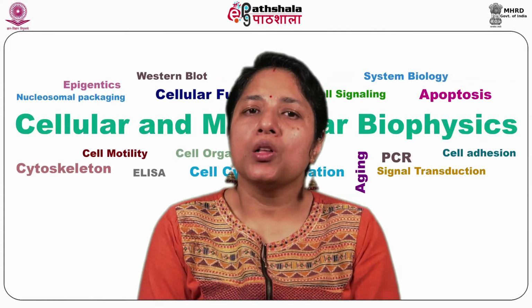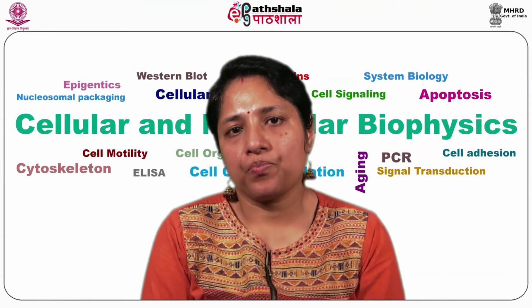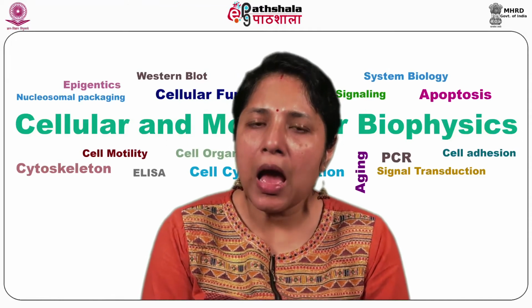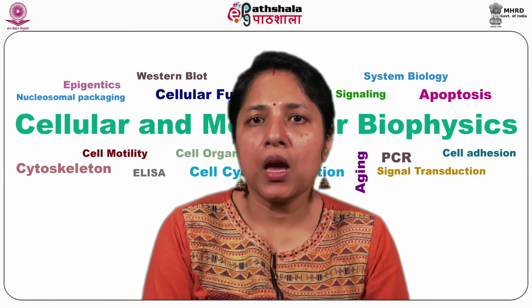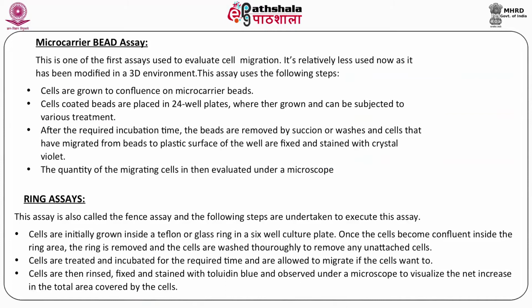This assay is also called the fence assay, and the following steps are undertaken to execute this assay. Cells are initially grown inside a Teflon or glass ring in a 6-well culture plate. Once the cells become confluent, the ring is removed and the cells are washed thoroughly to remove any unattached cells. Cells are treated and incubated for the required time and allowed to migrate. Cells are then rinsed, fixed and stained with toluidine blue and observed under a microscope to visualize the net increase in the total area covered by the cells.